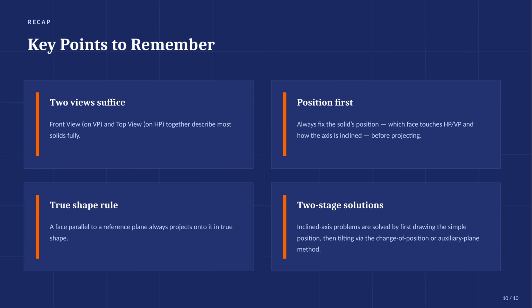Conclusion. Finally, let us summarize today's discussion. We learned that only two orthographic views, the front view and the top view, are usually sufficient to represent most engineering solids. Before drawing projections, the position of the solid must always be fixed. A face parallel to a reference plane appears in its true shape, and inclined axis problems are solved using either the change of position method or the auxiliary plane method.